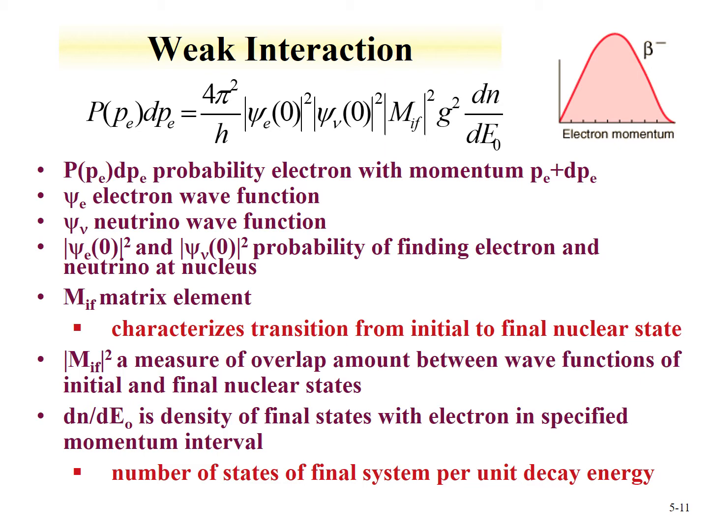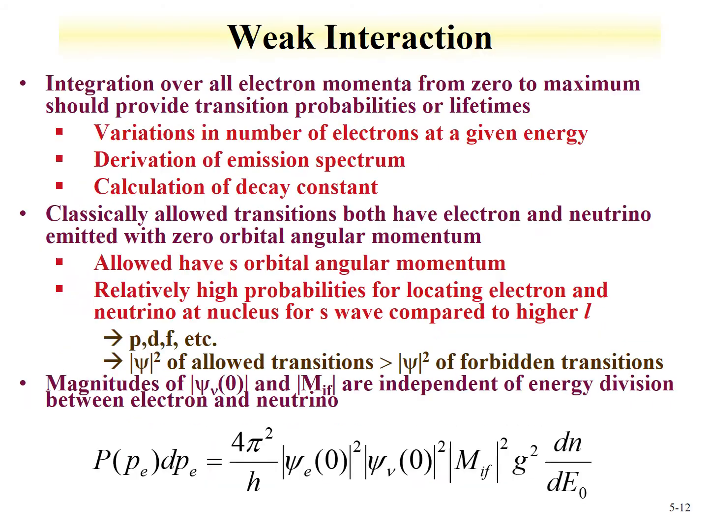We also have something called the matrix element, which is shown here. This characterizes the transition from the initial to the final nuclear state. If I take the absolute value squared of that, it's a measure of the overlap between the wave functions of the initial and final states. So from this equation, I can see that I can use the spectral shape, and here spectral momentum, and information about the electron and neutrino wave function to determine something about this matrix element, which gives me overlap information.